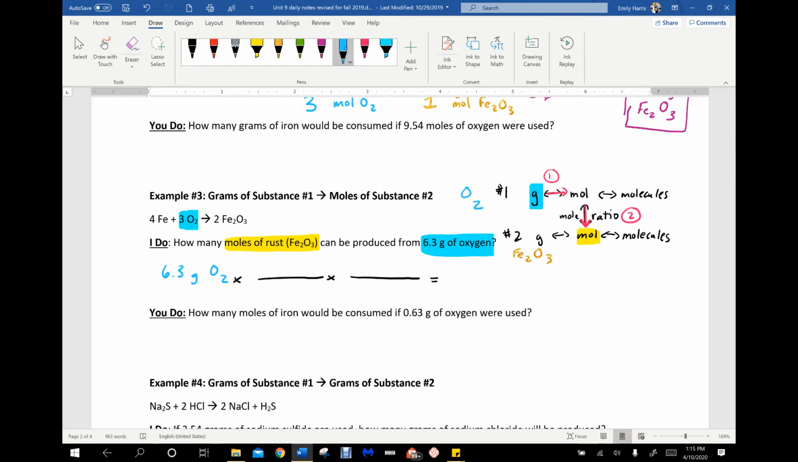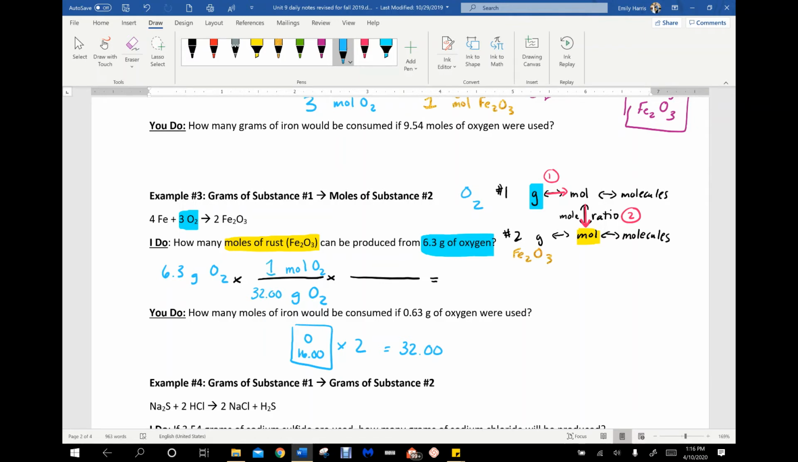Now I'll go ahead and copy my grams over to the bottom of my next unit. So now I'm ready for step 1, which is where I go from grams of oxygen to moles of oxygen. So I'm still in the same compound. Anytime I need grams, I need to go to the periodic table and look up that element. Oxygen's molar mass is 16, but here I have 2 of them, which gives me a total molar mass of 32 grams per 1 mole.